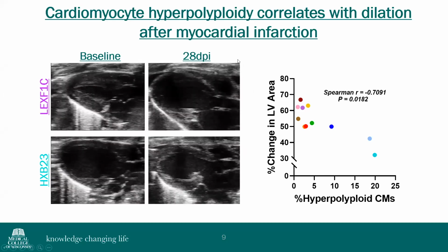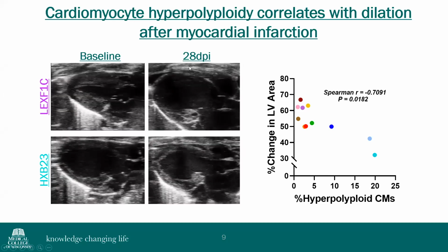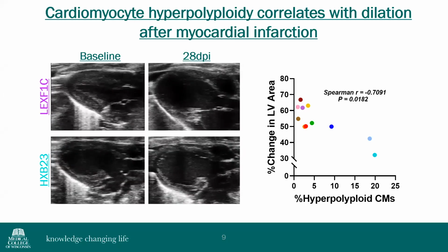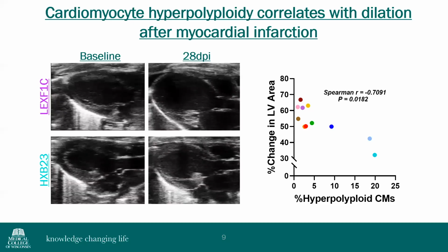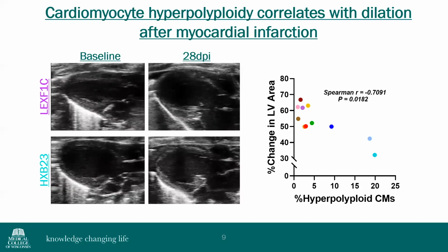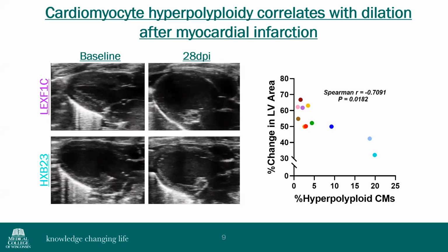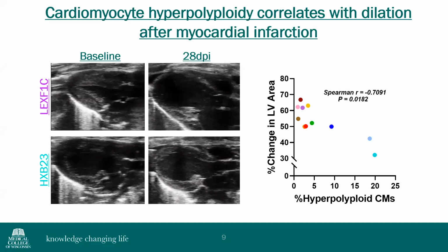And as you can see, the strains with lower hyperpolyploidy had the tendency to expand larger at the 28-day time point. And this could really indicate that there may be some protection to adverse cardiac remodeling following myocardial infarction when you start with a higher frequency of hyperpolyploid cardiomyocytes.